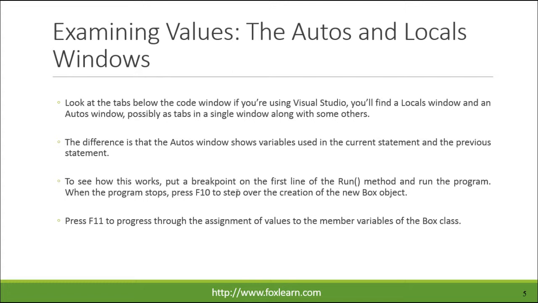Look at the tabs below the code window. If you're using Visual Studio, you'll find a Locals window and an Autos window, possibly as tabs in a single window along with some others. The difference is that the Autos window shows variables used in the current statement and the previous statement.